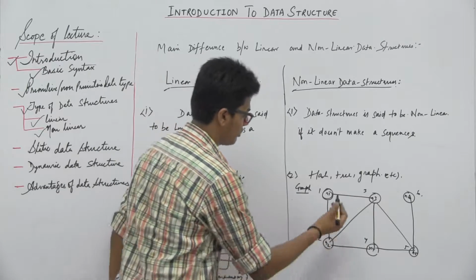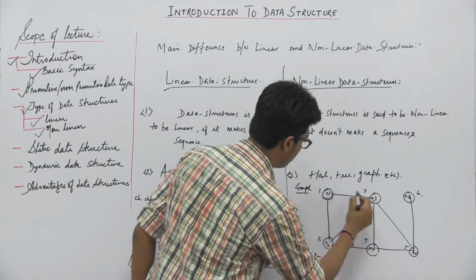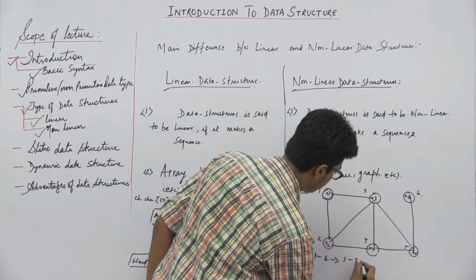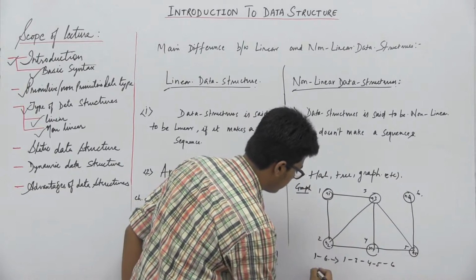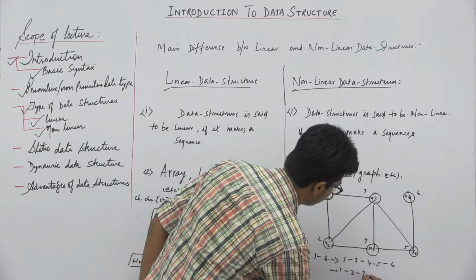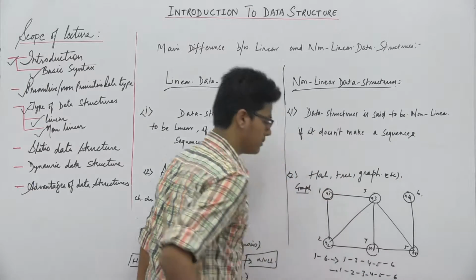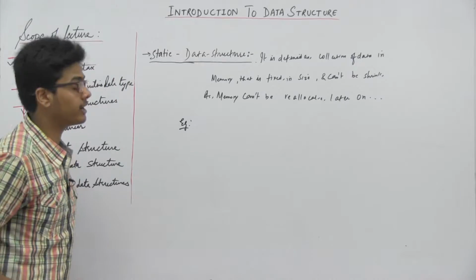If we want to travel from 1 to 6, there are a lot of paths: 1 to 3, 3 to 4, 4 to 5, 5 to 6. Or, if you travel sequentially, 1 to 2, 2 to 3, 3 to 4, 4 to 5, 5 to 6. So a lot of sequences are made. A graph is another data structure, like an array.